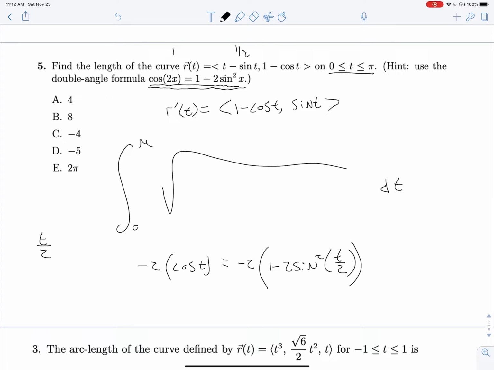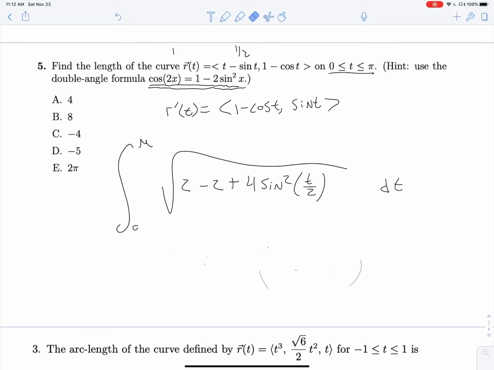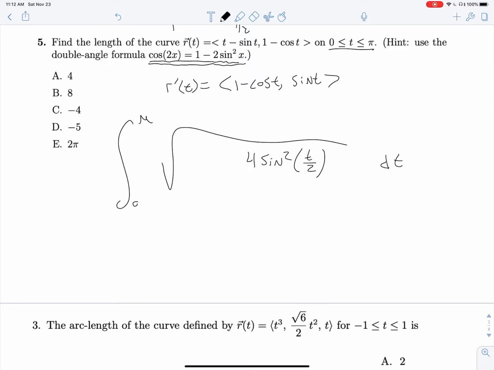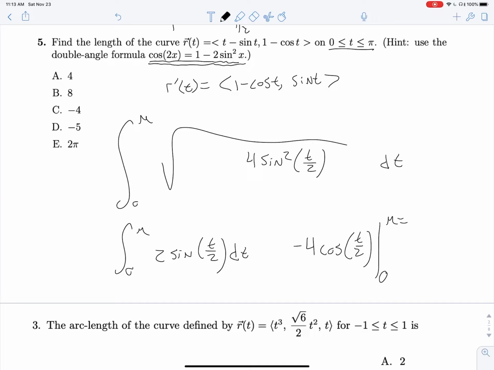Well, we don't want to forget our 2. So 2 minus 2 plus 4 sine squared t over 2. And now this gets much simpler, much faster, because our 2's will cancel. And then we have a square in here that we can take the square root of, and we're going to have the integral from 0 to pi of 2 sine t over 2 dt, which is going to be the same thing as negative 4 cosine of t over 2 evaluated on 0 to pi.